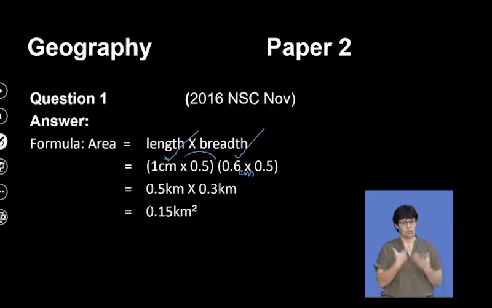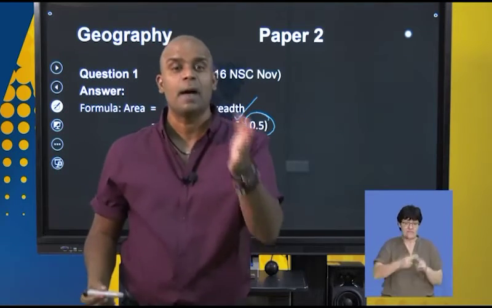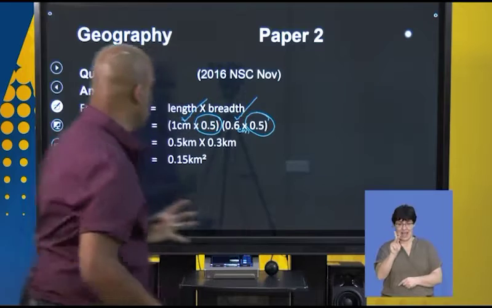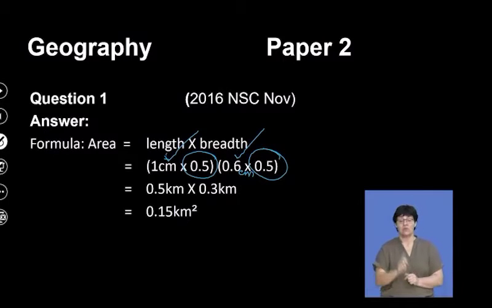What am I doing? I am multiplying by a scale of 0.5. That simply means that my final answer must be in kilometers squared. So 1 mark for the length, 1 mark for the breadth, 1 mark for the conversion. The moment I multiply 1 centimeter by 0.5, I get to 0.5 kilometers. The moment I take my breadth measurement at 0.6 and multiply it by a scale of 0.5, 0.3 kilometers.